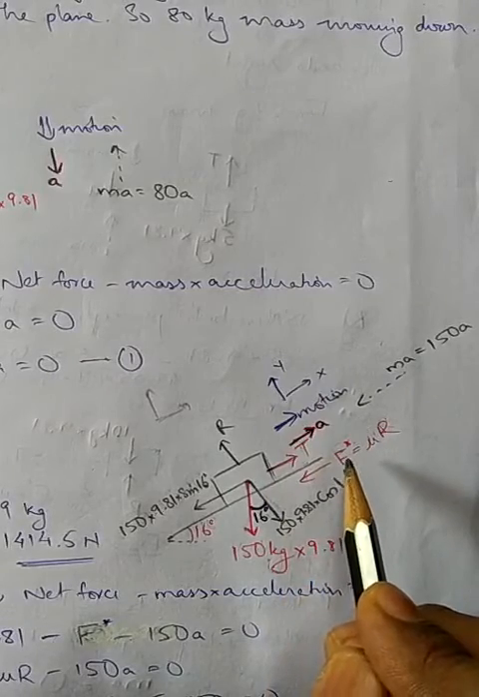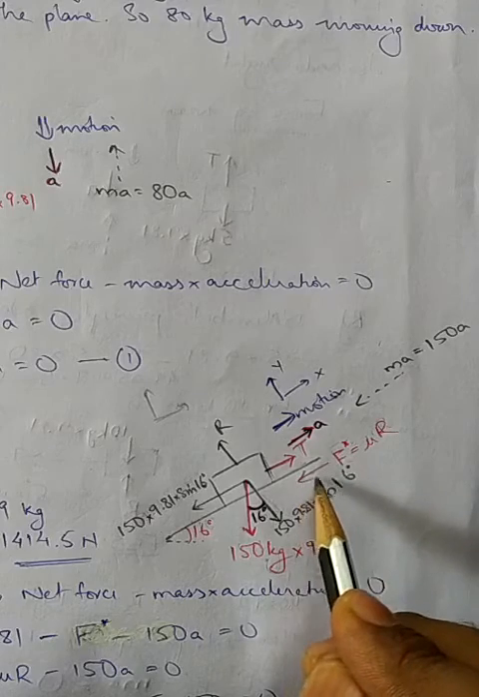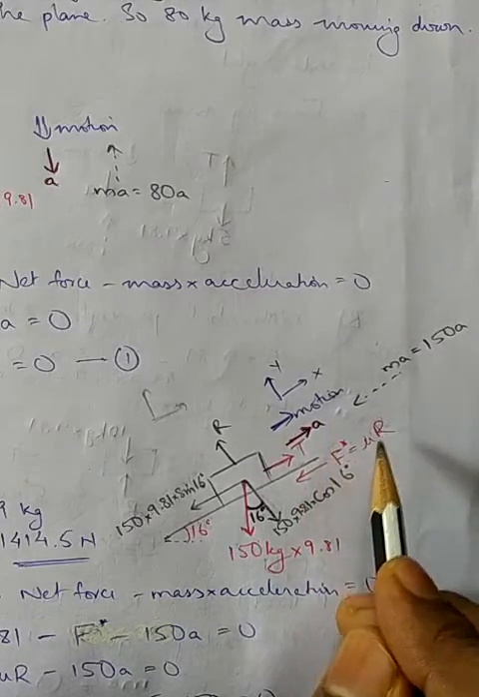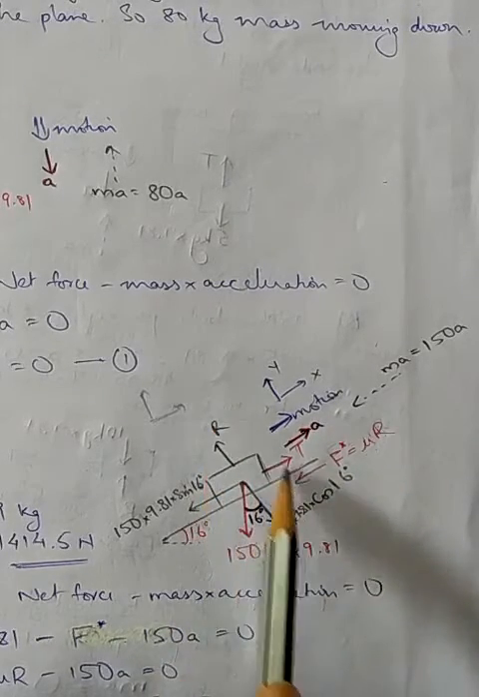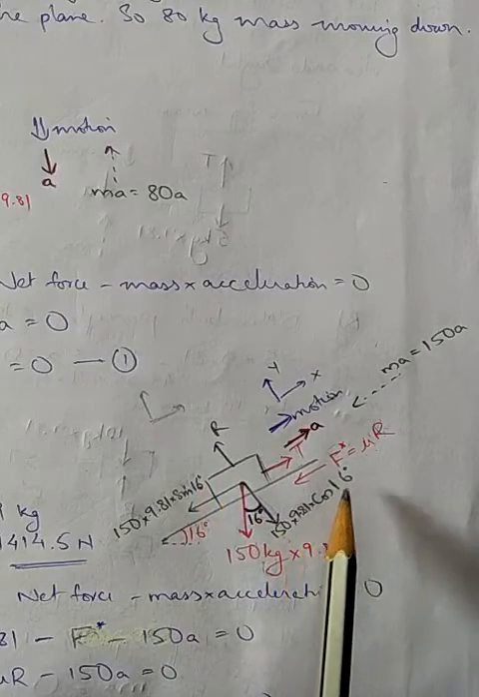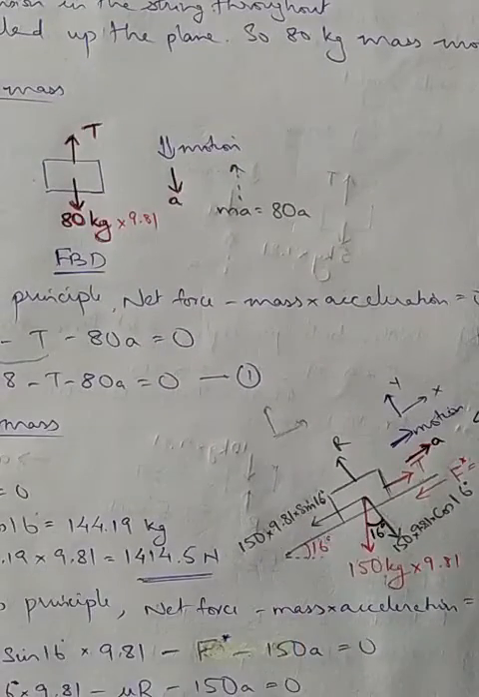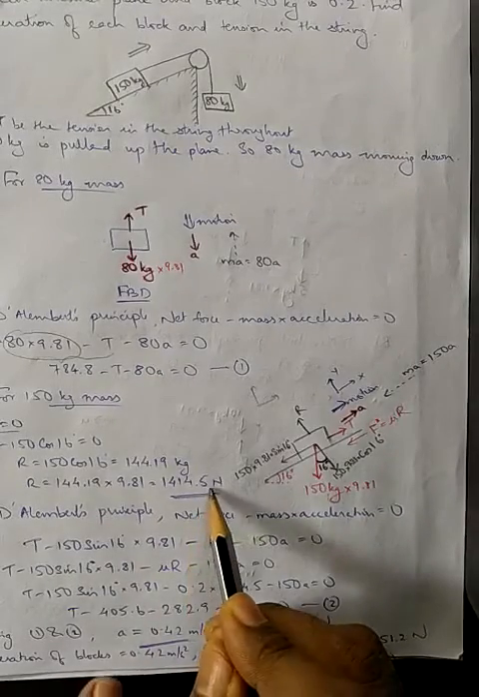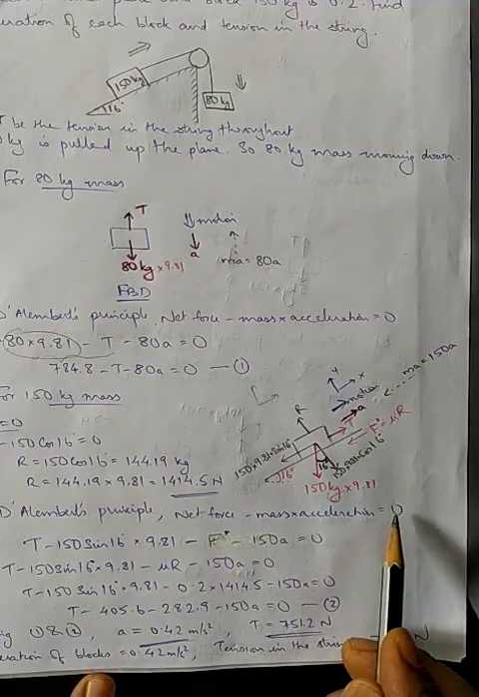As coefficient of friction is given, it is a rough surface, so the frictional force will be in the direction opposite to that of motion. So F equal to mu into R. The mu value is given as 0.2. How to find R? In this direction, the summation of force is 0. So R minus 150 into 9.81 into cos 16 equal to 0. From that you will get the R value, which is 1414.5 Newton.